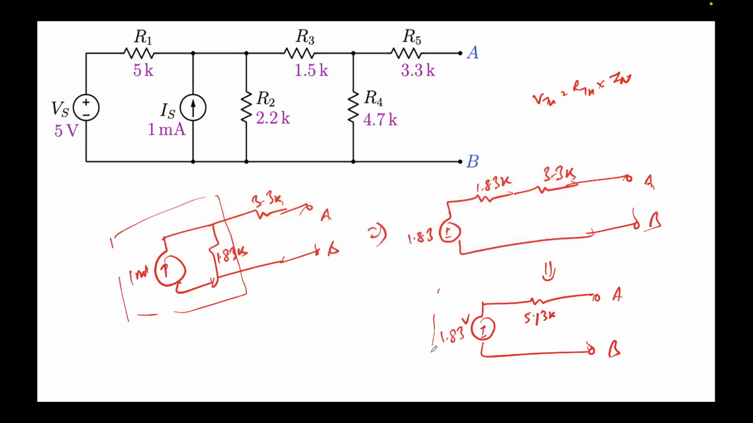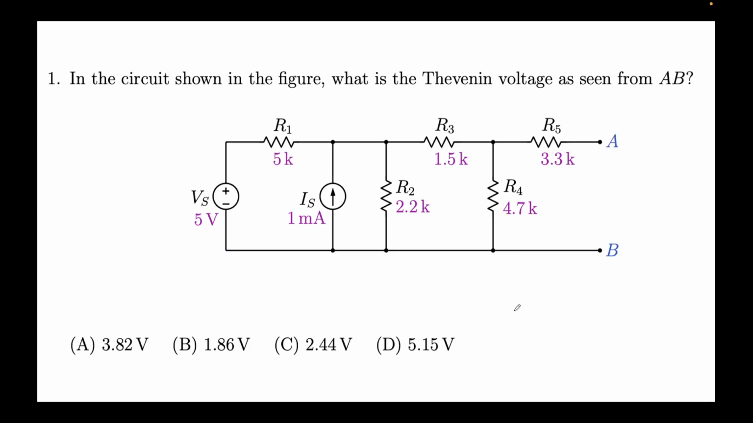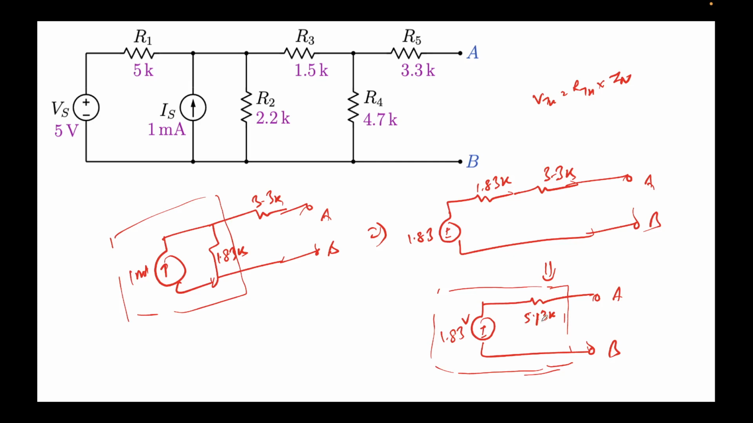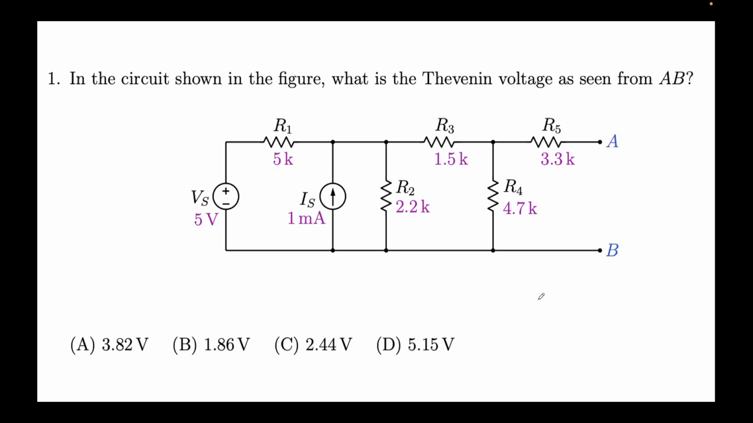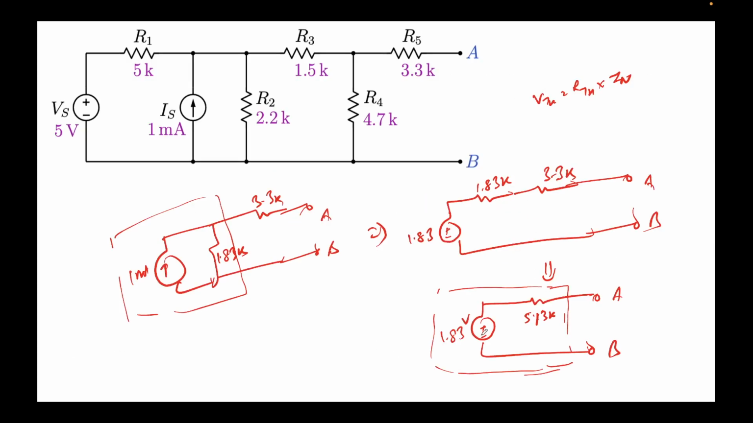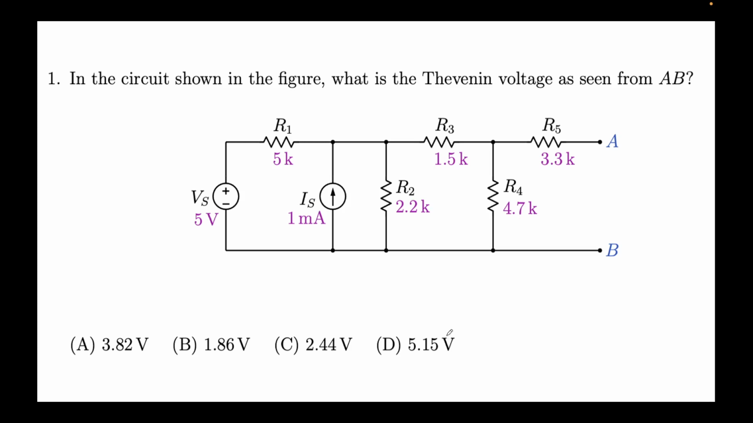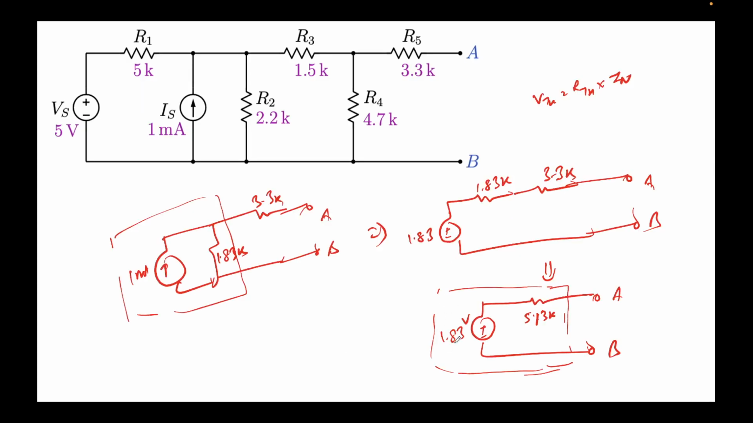Remember, I told you, it doesn't care what's inside. We have to convert it to this form: one voltage source or current source and one resistance, and we have arrived there. So we can see that the equivalent is Thevenin. So Thevenin voltage was asked. What we are getting is 1.83.